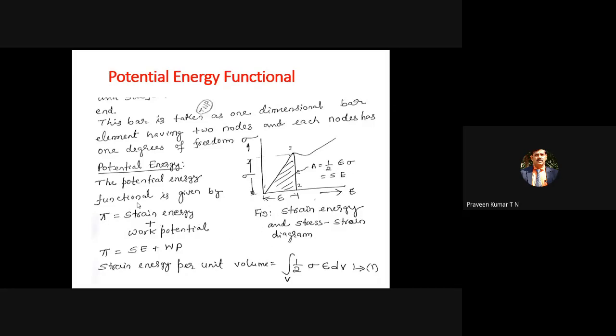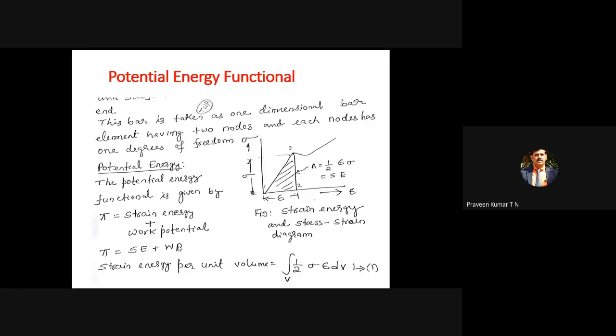Now you are talking about the potential energy functional, it is not just potential energy. Don't say what you studied in some other subject, that potential energy is because of virtue of its position. It is not necessarily by virtue of its position. In finite element analysis, the potential energy is given by strain energy plus work potential. It is not just referred to as potential energy, it is referred to as the potential energy functional. The strain energy is given by half into epsilon into sigma.